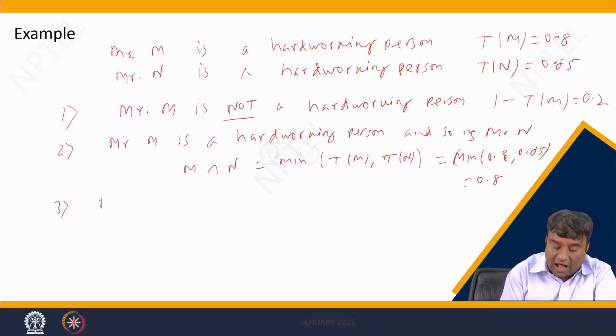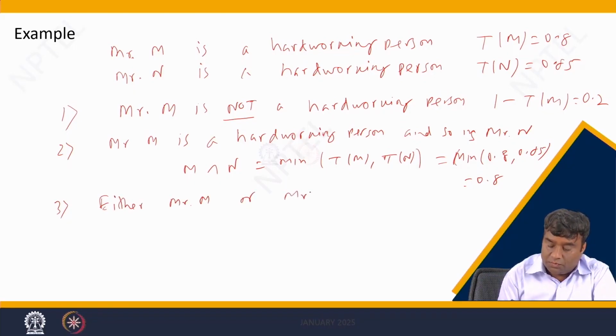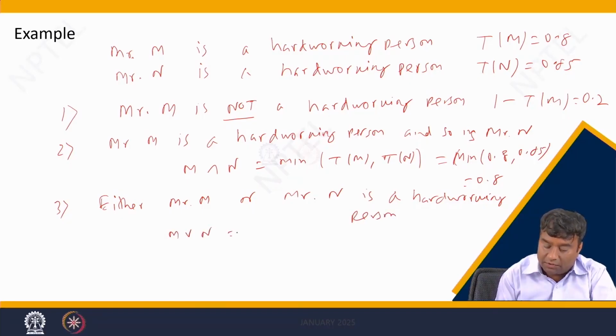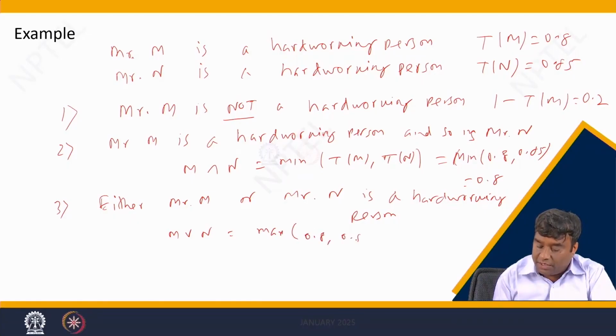Next, either Mr. M or Mr. N is a hardworking person. So that is M or N, which is the maximum of 0.8 and 0.85, so that is 0.85.